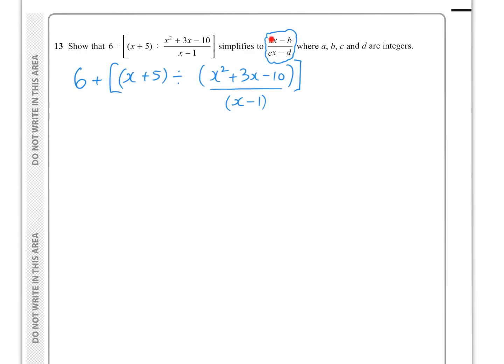So we know we've got to get it in this form, but let's do a little bit of work first and see if it starts breaking down. So we've got 6 plus, then a square bracket. The first thing is, if you're dividing by a fraction, then it's the same as timesing by the inverse. So you basically flip this fraction here.